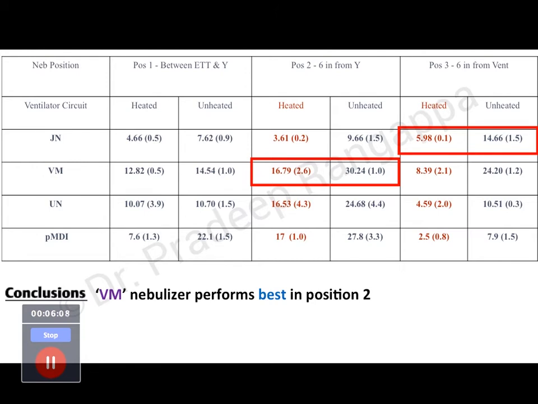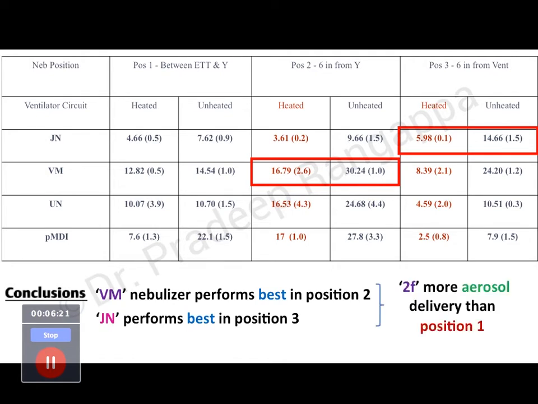So the conclusions Ari made were that vibrating mesh nebulizers perform best in position 2, which is 6 inches from the Y connector, and jet nebulizer performs best in position 3, which is 6 inches from the ventilator. And both of them had twofold more aerosol delivery than position 1. So I'm sure many of you would still be using position 1. I think it's about time we move away from that ET tube for better aerosol deposition. That's what all studies are showing.